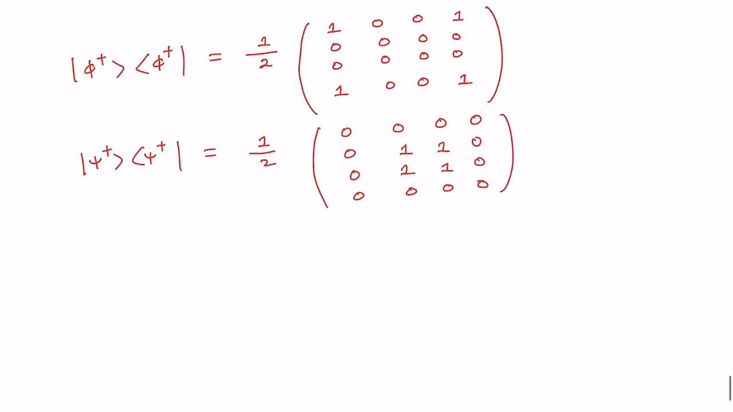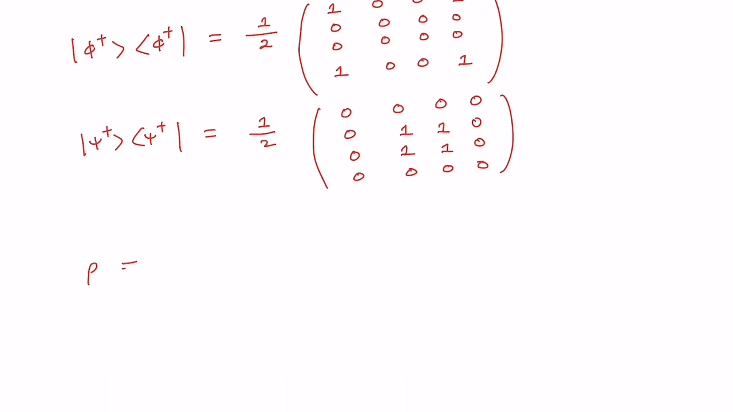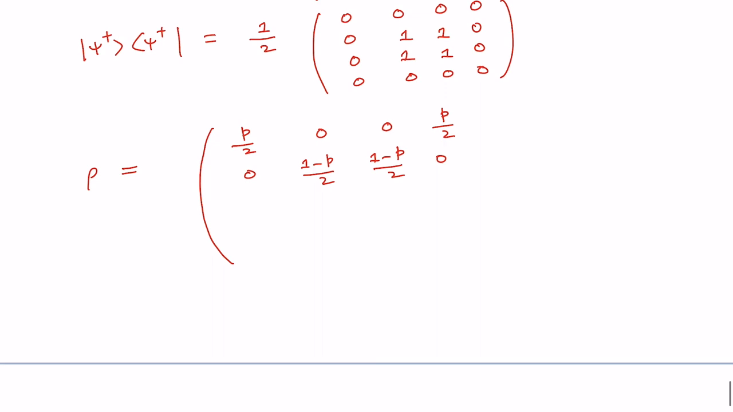So using this, I can now write our density operator in this matrix form. Rho would be equal to the matrix with rows: P by 2, 0, 0, P by 2; 0, 1 minus P by 2, 1 minus P by 2, 0; 0, 1 minus P by 2, 1 minus P by 2, 0; P by 2, 0, 0, P by 2. Please verify it yourself, it is very straightforward.